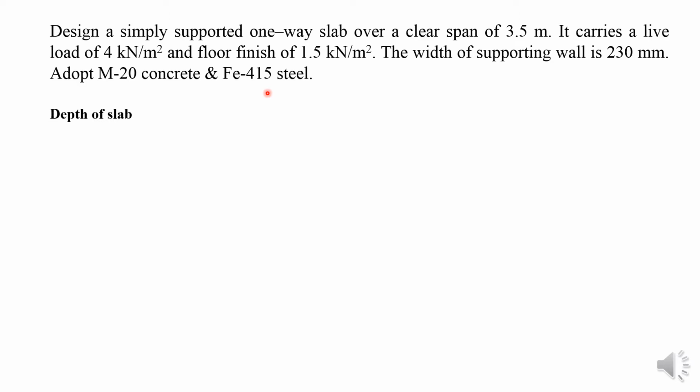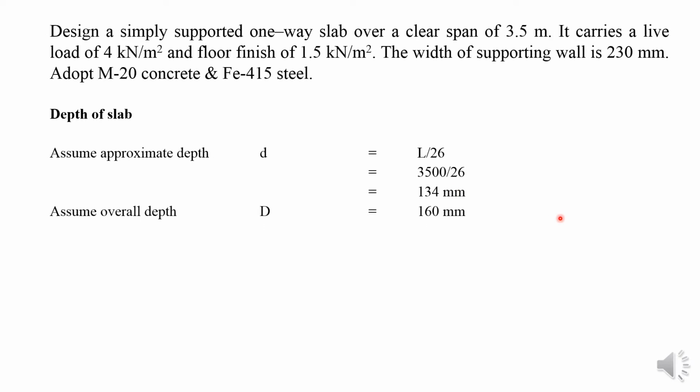First of all, to determine the depth of the slab or thickness of the slab, let us assume the approximate depth, that is span by depth, is equal to 26. From that we find the value of D is equal to 3500 divided by 26, that will be equal to 134 mm. Assume the overall depth is 160 mm. So the clear cover is 15 mm for a mild exposure. So small d, normally we have to take as 160 minus 25, so 140 mm.